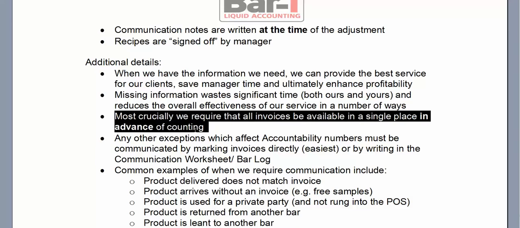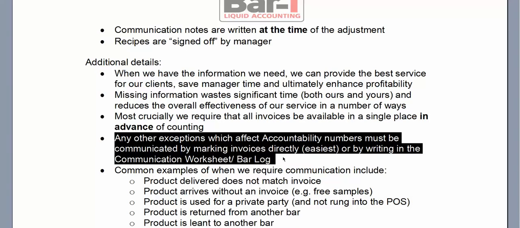Most crucially, as I said, this is a recurring challenge for us, but most critically, all the invoices need to be available in a single place in advance of counting. That means when we turn up at potentially 6 a.m. in the morning, we need to have everything there so that it's not, oh, I'll get to that, and sorry, some of those are hidden in that folder. We need to have it there ready to go so we can do our thing independently.